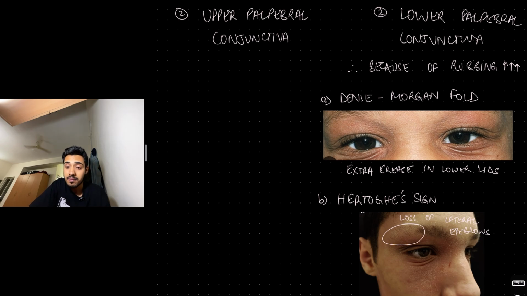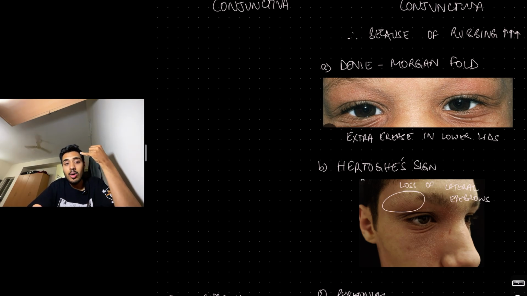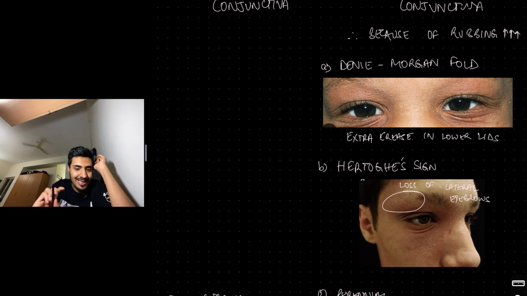Then you have Hertog's sign. Now, what is Hertog's sign? Hertog's sign is when, because of continuous rubbing again and again in AKC, atopic keratoconjunctivitis, the lateral part of the eyebrow gets lost. So, AKC: more involvement of the lower palpebral conjunctiva, loss of the lateral part of the eyebrow, Hertog's sign, as well as an extra lower lid crease known as Denny Morgan's line.